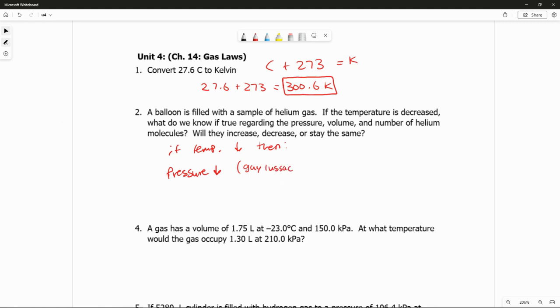Gay-Lussac, which states that the temperature and pressure are directly related. Next, volume. Volume will also go down, according to Charles' law, because it also states that volume and temperature are directly related.